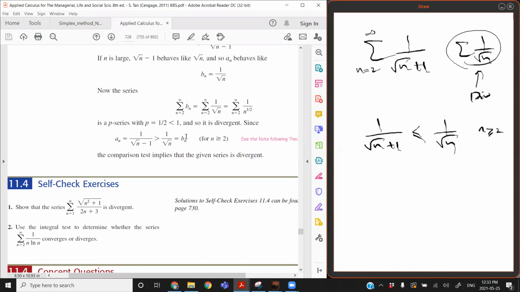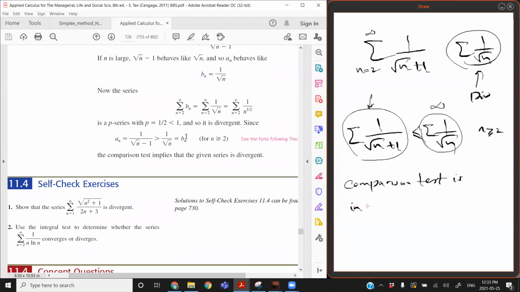So this means sigma 1 over root n plus 1 is going to be the smaller one. Now, I know that sigma 1 over root n is divergent. Then what do I know about this one? Nothing. It could be divergent, could be convergent, because if this one is infinity, then this one could be infinity, or it could be some finite number. So in that case, the comparison test would be inconclusive for this problem. There are other tests, but we're not going to cover them.